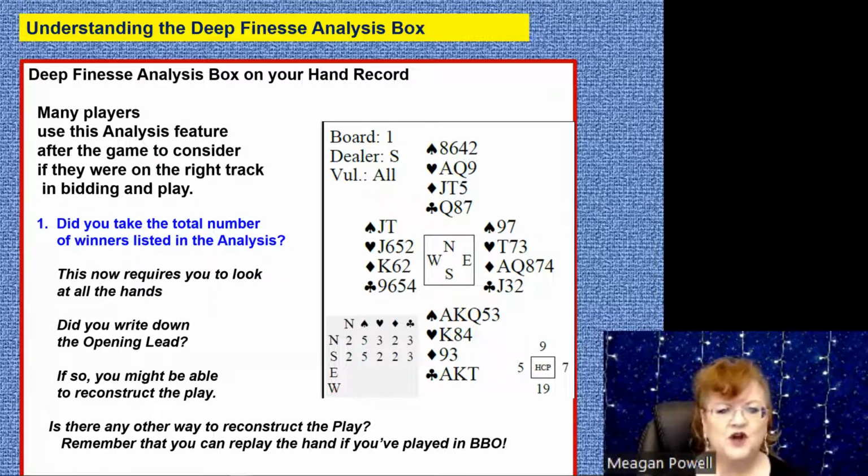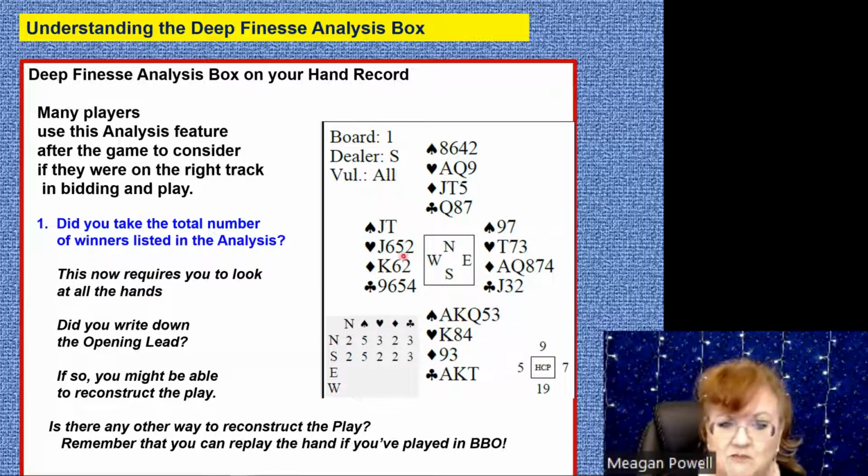But if you didn't want to go back into the Bridge Base system yet to do all that, if you write down your opening lead when the hand starts, then you'll have that in front of you when you just go to look at this particular hand. So did you write down the opening lead?